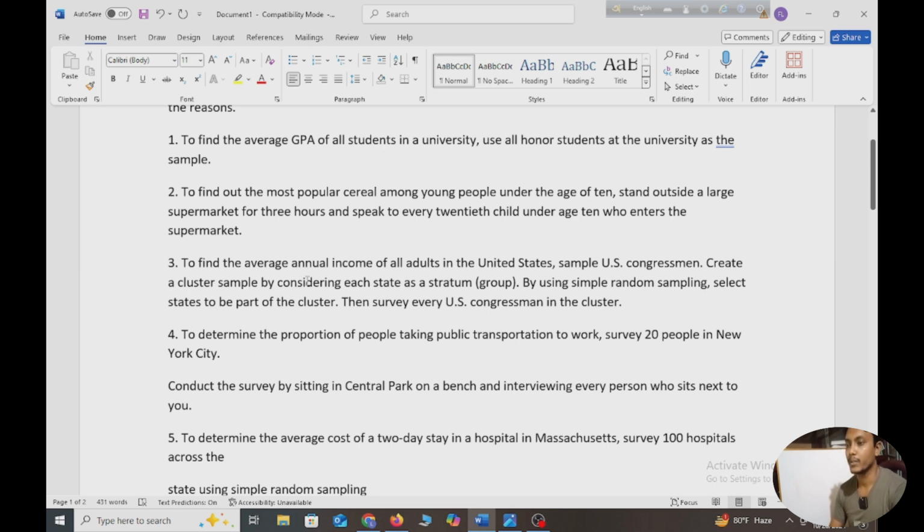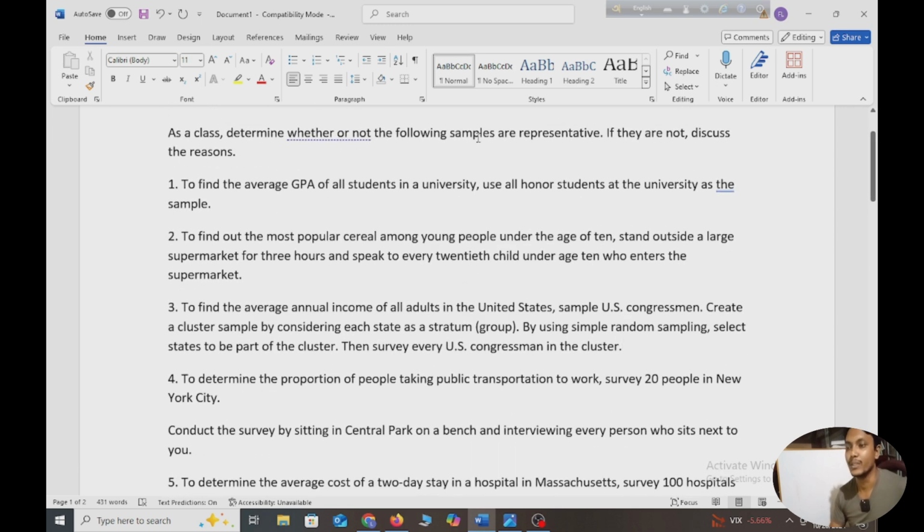Create a cluster sample by considering each state as a stratum, by using simple random sampling, select states to be part of the cluster, then survey every US congressman in the cluster. Okay, so simple random sampling, select states to be part of the cluster. So this means that all the states won't be considered. Okay, so only a few states, maybe 3, 4, maybe 5, 10 states should be considered, and among these states we will consider only the congressmen. So this is totally a bad idea. So you can't say this sample is a good representative.